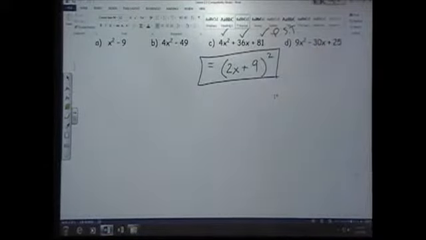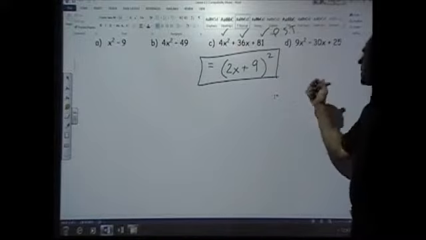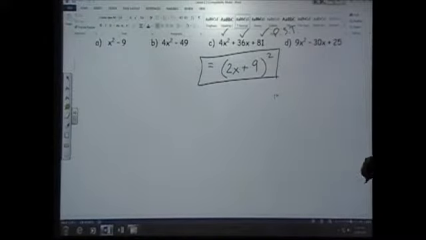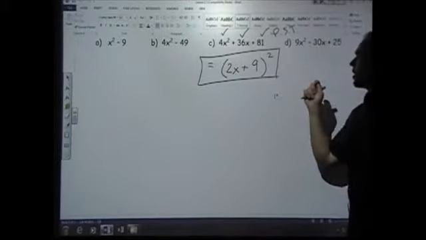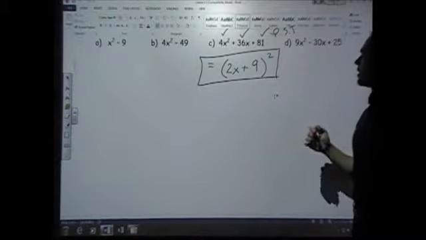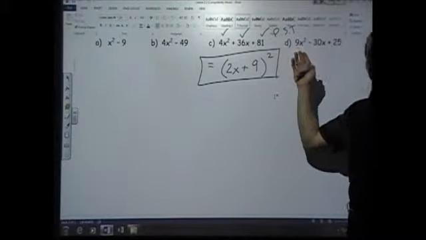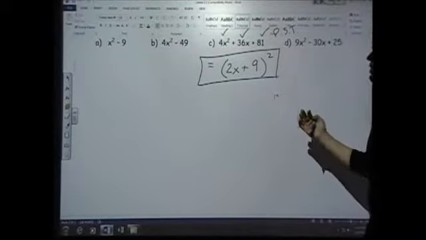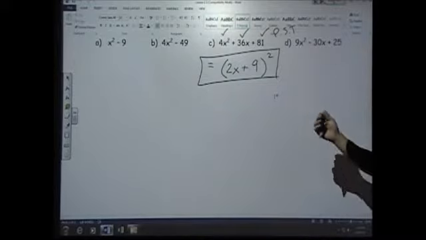Last one here, again, take a look at this, 9x squared minus 30x plus 25. First thing I check for, common factor. There's no common factor here. So then it's a complex trinomial. There's a 9 in front of the x squared. So do I use decomposition because it is a complex trinomial?